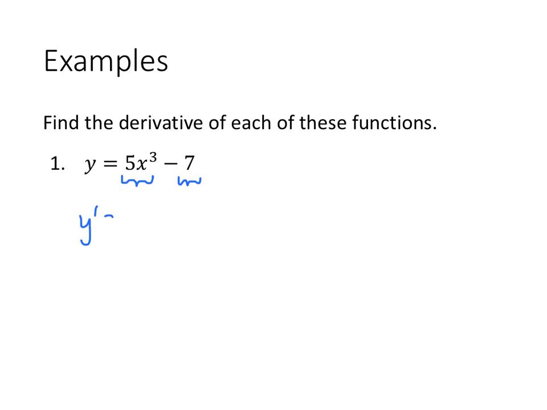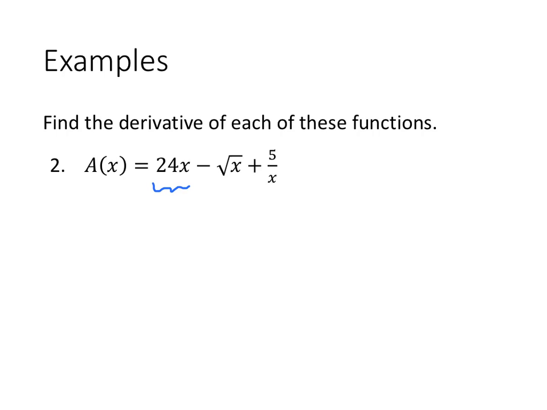So my y prime here, the derivative of 5x cubed is 5 times 3x squared, minus, and the derivative of 7 is a constant, so the derivative of 7 is 0. So my answer is 15x squared. Here's another example. We've got three functions here, but the sum and difference rule still works the same. We just need to find our three derivatives separately, and then combine the answers. So my a prime of x here, the derivative of 24x is 24 times the derivative of x. The derivative of x is 1.